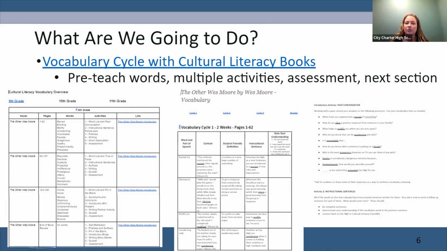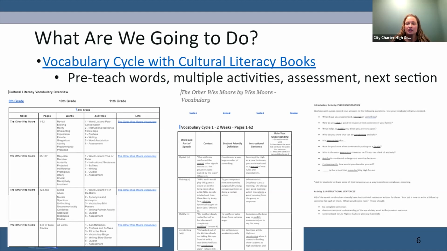So we give them the word and the part of speech. We give them the context that it appears in the literature. We give them a student-friendly definition that we agree on because, as you all know, sometimes the definitions that they uncover are just as complicated as the words themselves. And then we give them an instructional sentence that they can easily latch onto. We try to make them applicable and sometimes comical, something that's going to stick. And then they rate their understanding.